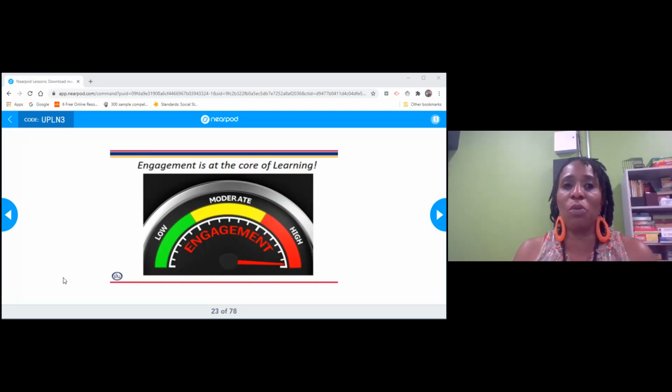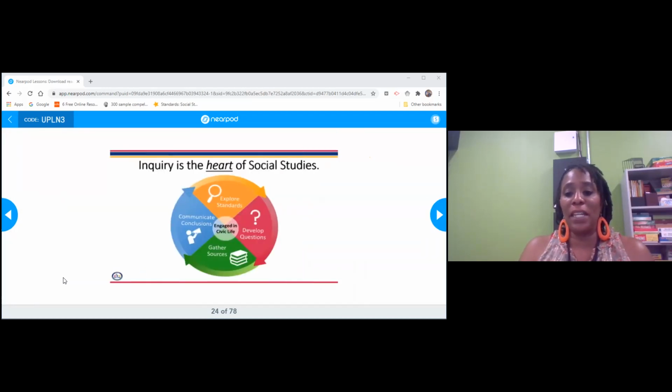Well, we're moving social studies to a different level. We want students to be engaged. We want them to be engaged in learning, and we want them to be engaged to learn the new standards. And one way to help them be engaged is through inquiry. I heard somebody say something about inquiry. So inquiry is the heart of social studies, and that's going to increase their engagement. We want them to be so excited about learning and making those connections from the past to the present that they want to come to class, and inquiry is a way to do it.